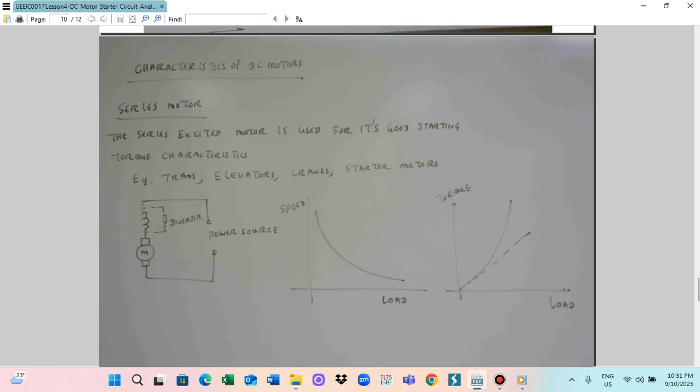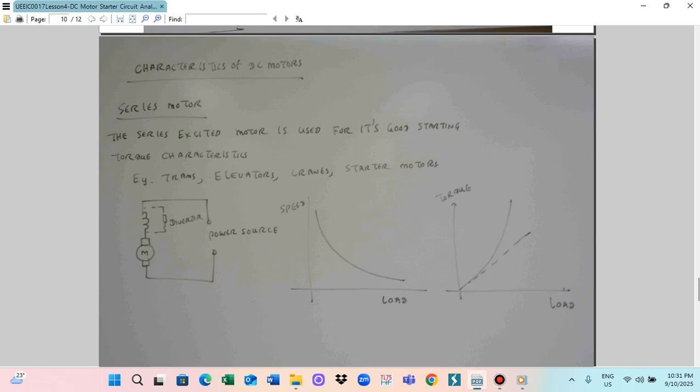Okay, the next topic will be the characteristics of the different DC motors, especially the shunt motor, the series motor, and the compound motor. Shunt, series, and compound motor characteristics. So we can draw a series, shunt, and compound motor.